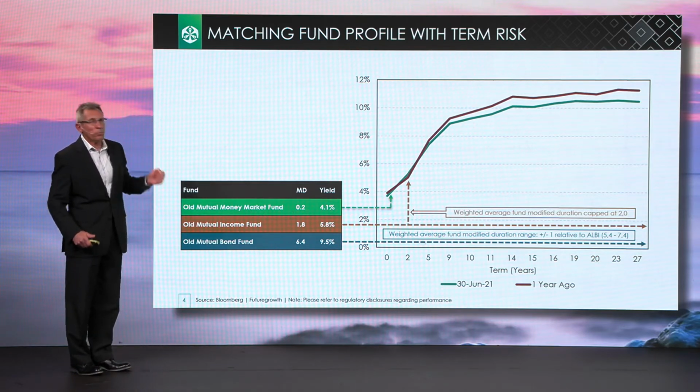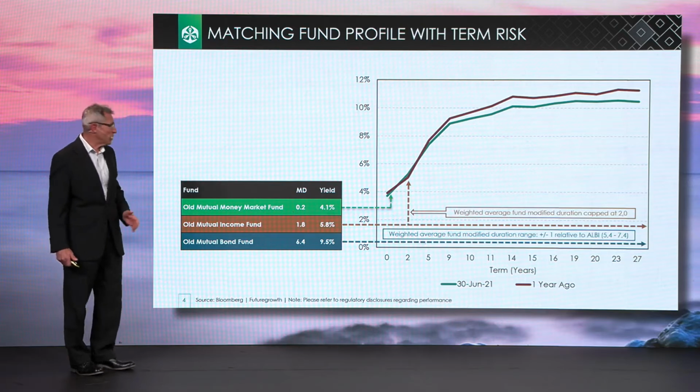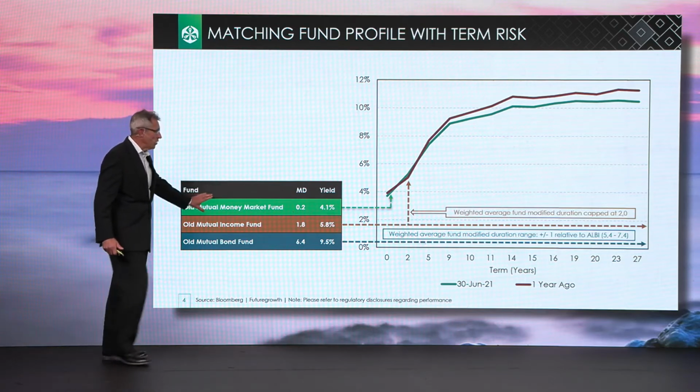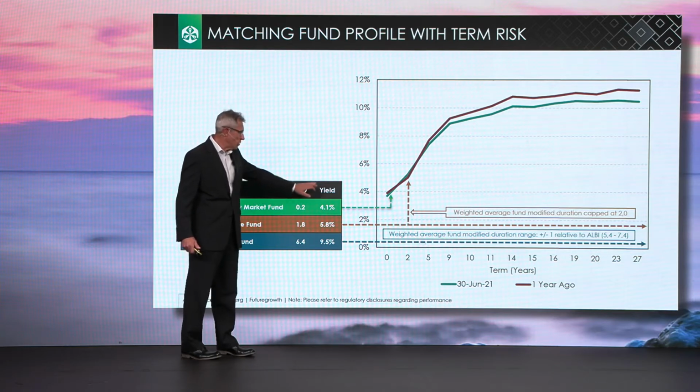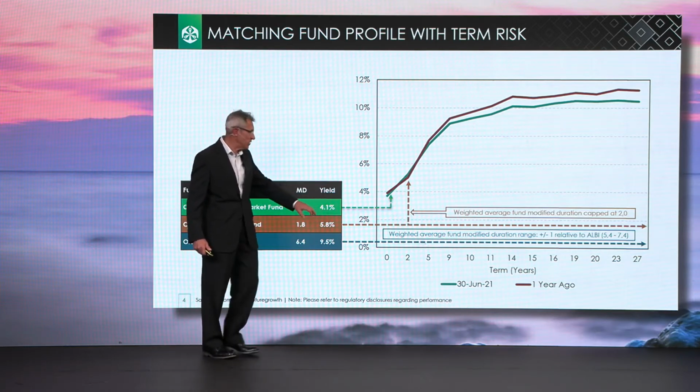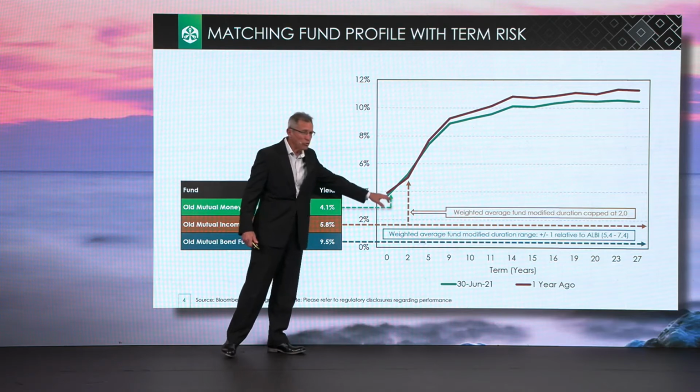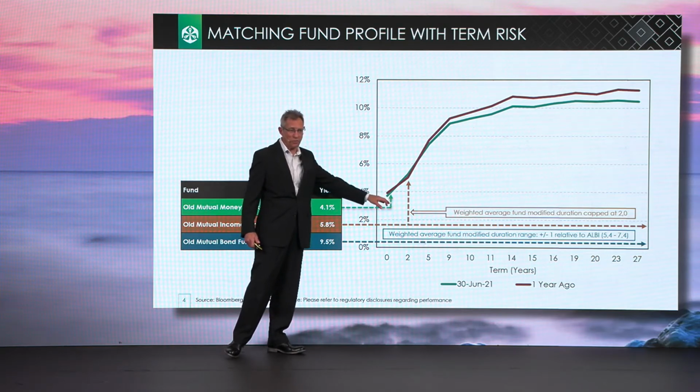So where do we plot these three funds in terms of that? The money market fund has a weighted average modified duration of about 0.2 and a yield of just over 4%. It's not allowed to go out further than 13 months. It's capped.